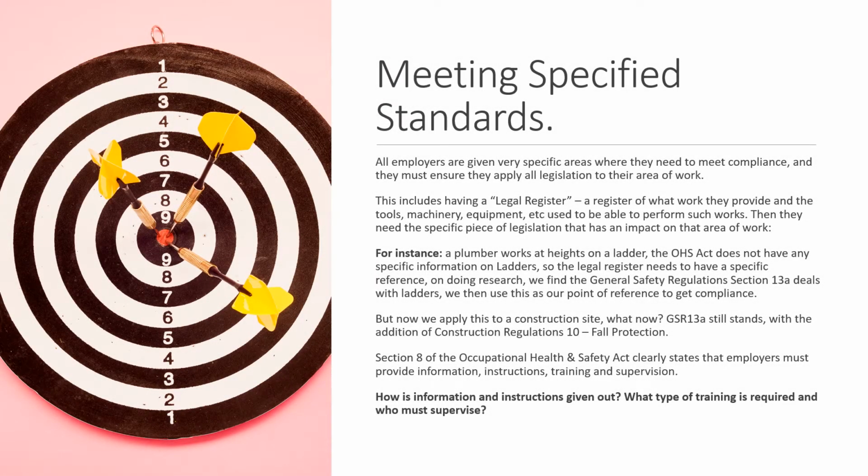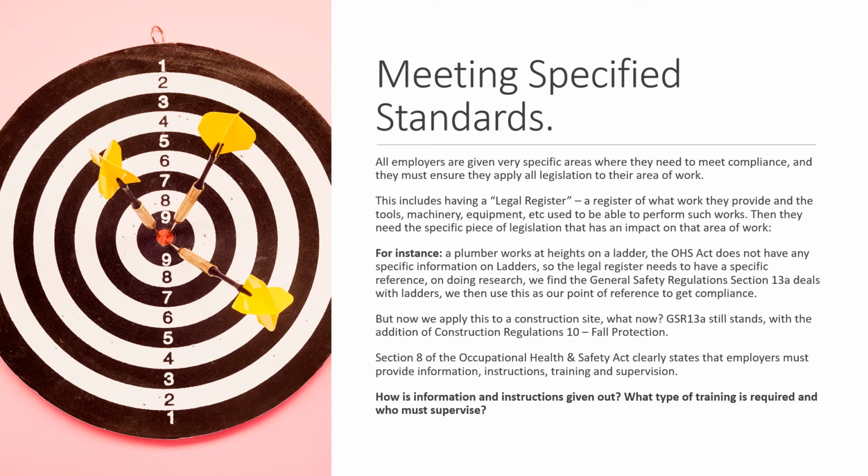All employers are given very specific areas where they need to meet compliance, and they must ensure they apply all legislation to their area of work. This includes having a legal register of what work they provide, and the tools, machinery, equipment, etc. used to be able to perform such works. Then they need the specific piece of legislation that has an impact on that area of work.